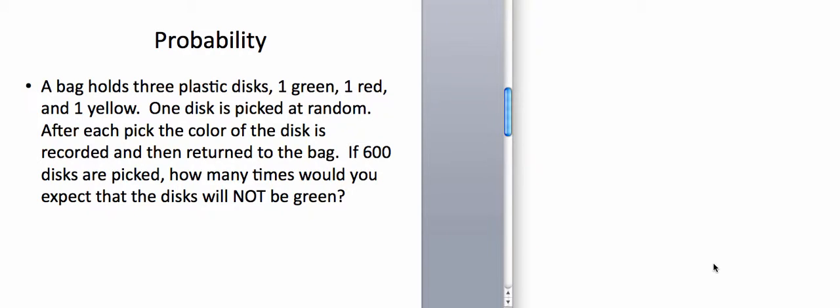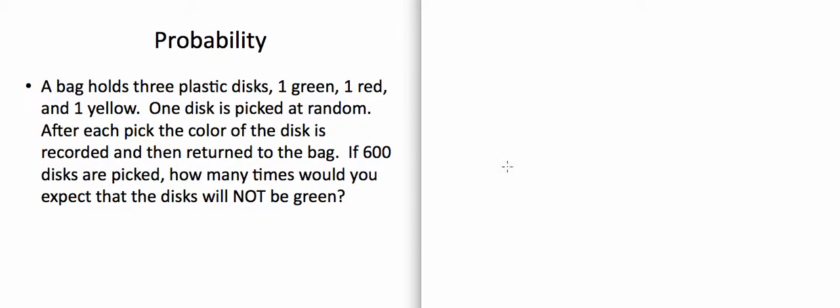So here's our example. A bag holds 3 discs, one green, one red, one yellow. One disc is picked at random. After each pick, the color of the disc is recorded and then returned to the bag. If there are 600 chances made, how many times would you expect the discs not to be green?